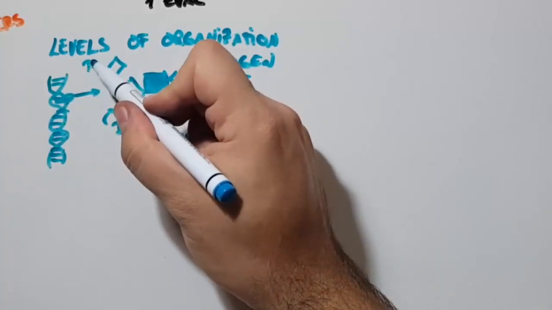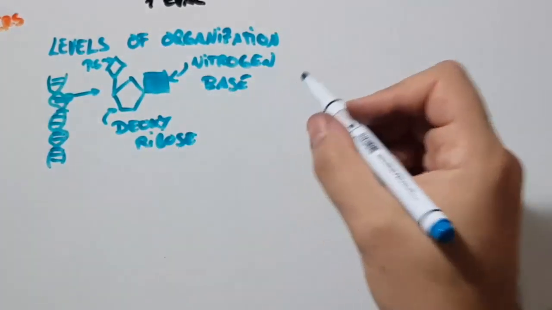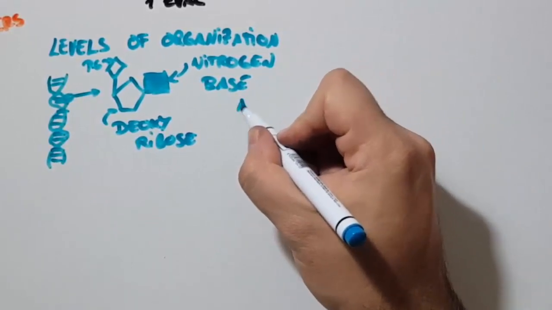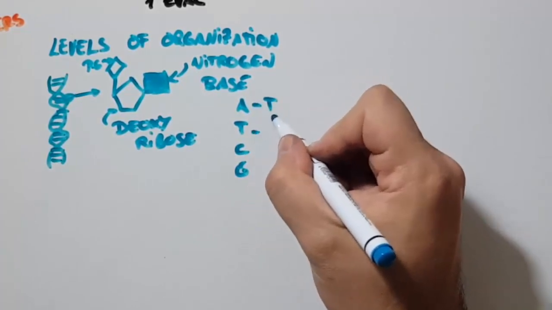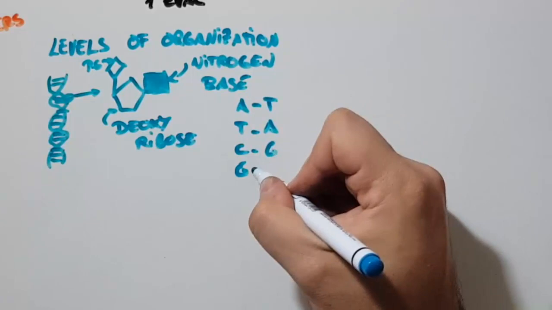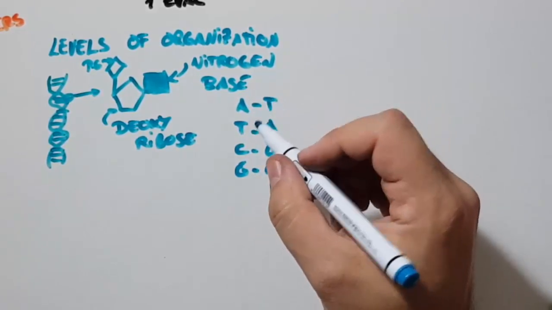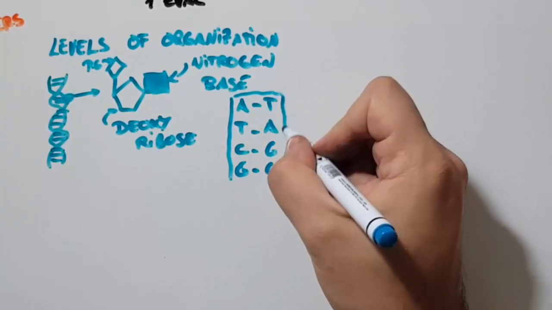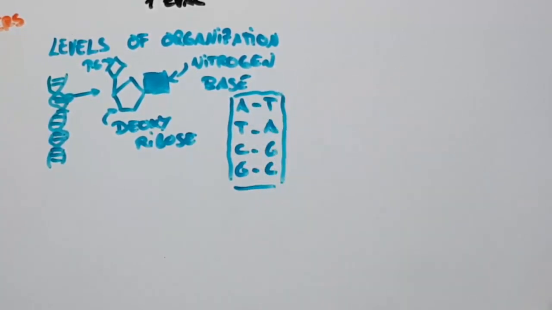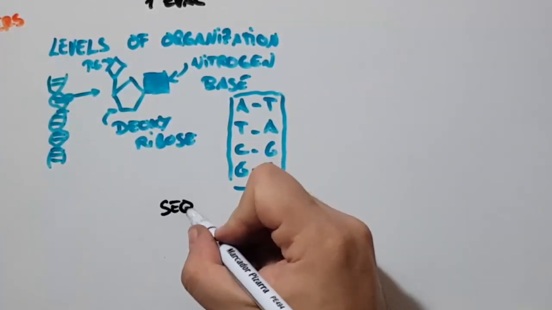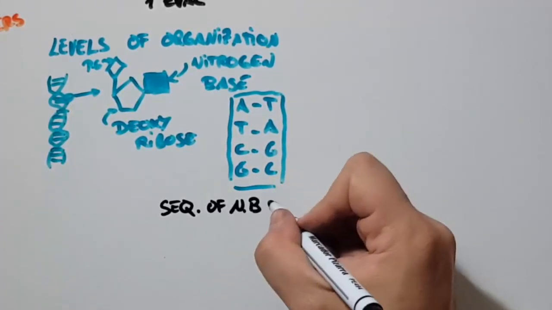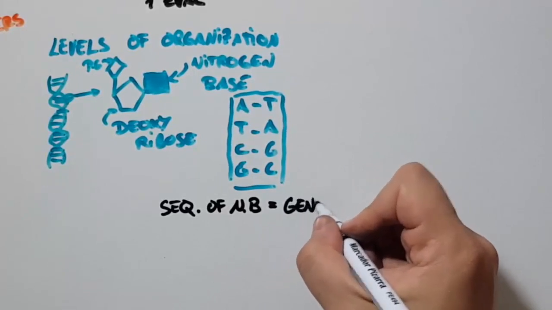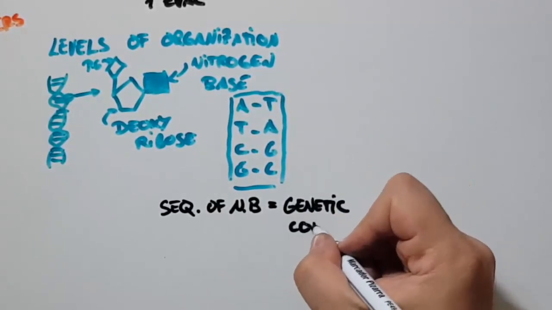and the phosphate group here. Nitrogen bases can be A, T, C, and G. A pairs with T, T with A, C with G, and G with C. And the sequence of nitrogen bases is what makes up the genetic code, super important. Sequence of nitrogen bases equals genetic code.